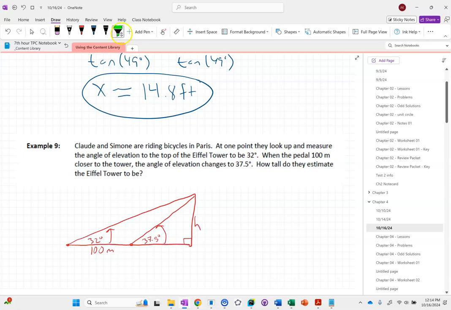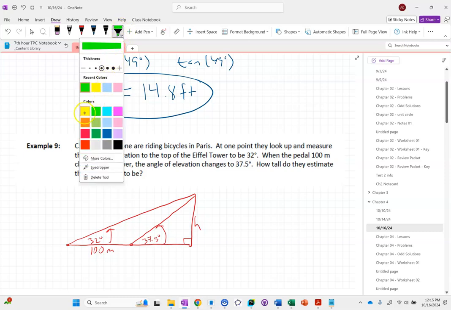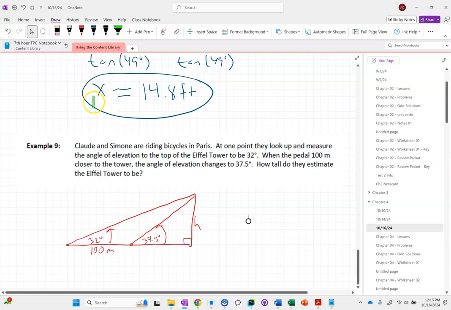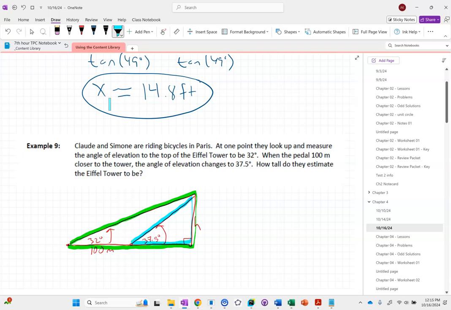When I look at this, I see two right triangles. I see the big green triangle, and then I see the smaller blue triangle. Everybody see those two right triangles? So far, so good. If I look at those two right triangles, in either one of them, do I know an angle and a side length?